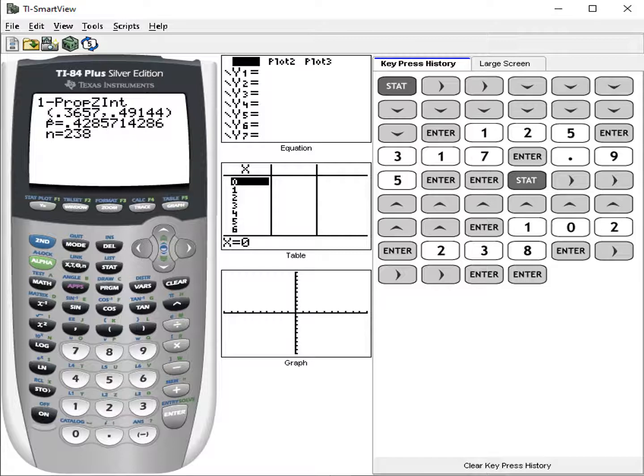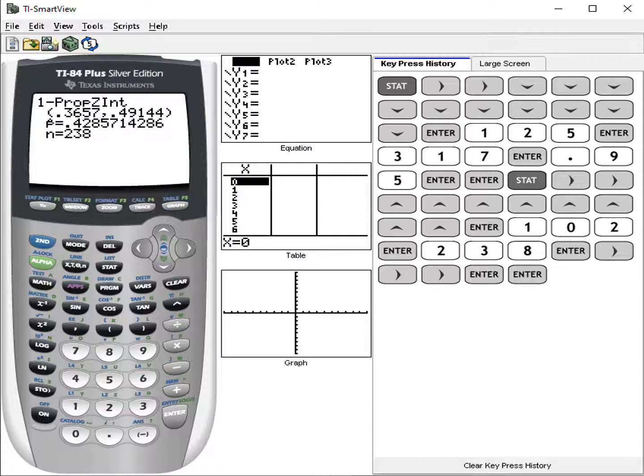And there's our confidence interval. So we would say, well, 43% of our sample has an Android phone. And based off that, we're 95% confident that somewhere between 36.6 and 49.1% of all 18 to 24-year-olds have an Android phone. Now notice, even though we don't know the exact percent, that entire interval is less than 50%, isn't it?